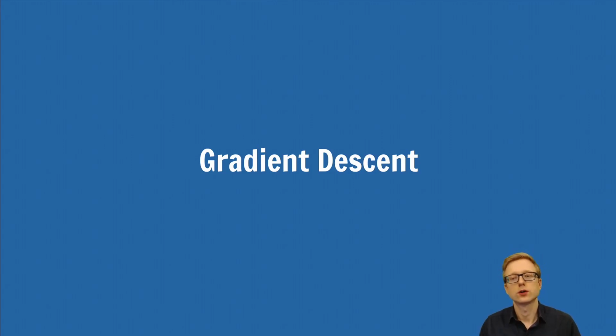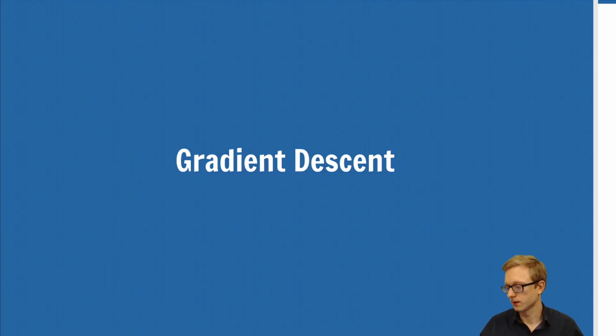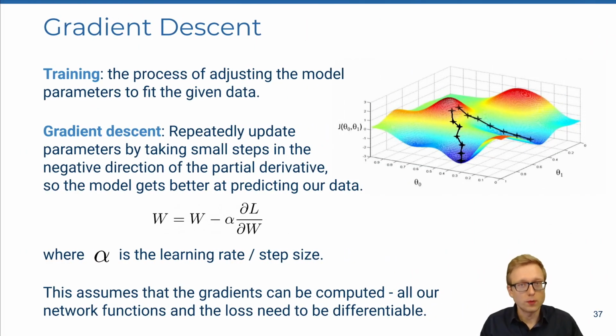In this video, we'll talk about gradient descent and some of the important things we need to consider when optimizing our multi-layer neural networks. We optimize and train our neural models using gradient descent, and this means repeatedly updating our parameters by taking small steps in the negative direction of the partial derivative.